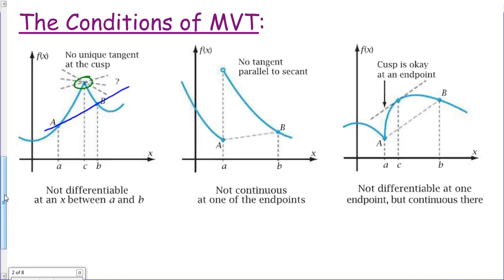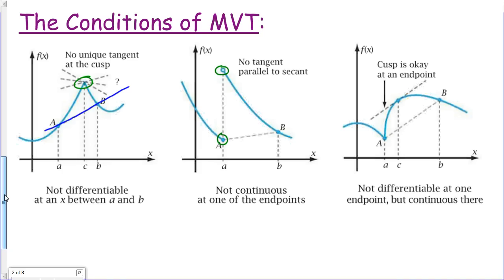Now look at the second sketch. The second sketch now, it's differentiable, so it meets the first condition. It's differentiable on the open interval from a to b, but it's definitely not continuous on the closed interval. You can see that over here at x equals a, we have this step discontinuity.